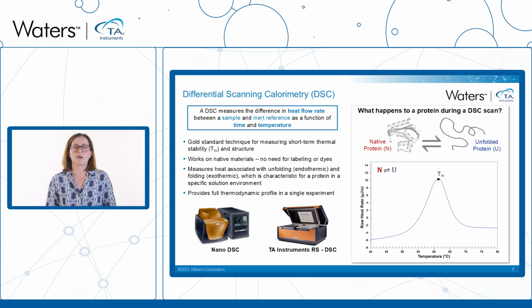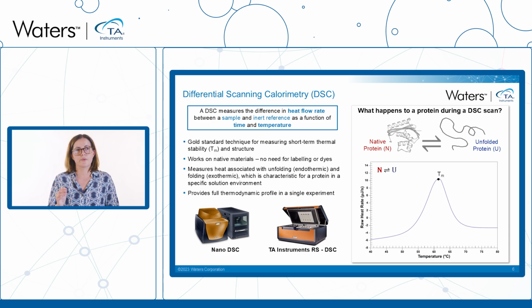Before we discuss some of the uses and applications for the RS-DSC, let's take a quick look at what happens to a protein during a DSC scan. Earlier in this webinar, I mentioned that a DSC measures the differences in heat flow between a sample and a reference material. So by looking at the difference in heat flow between the sample and reference, DSC is able to measure the amount of heat that is consumed or released during a transition.